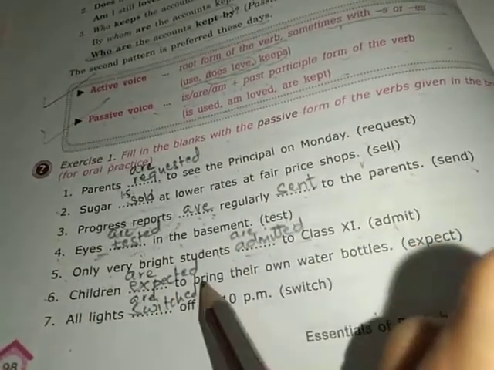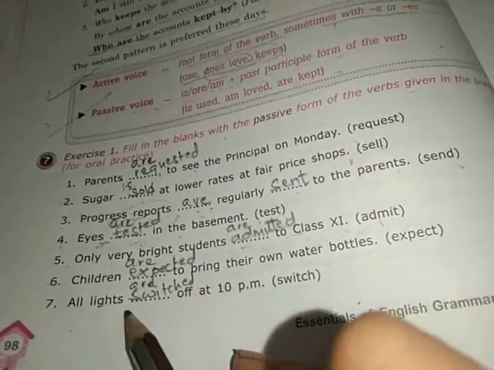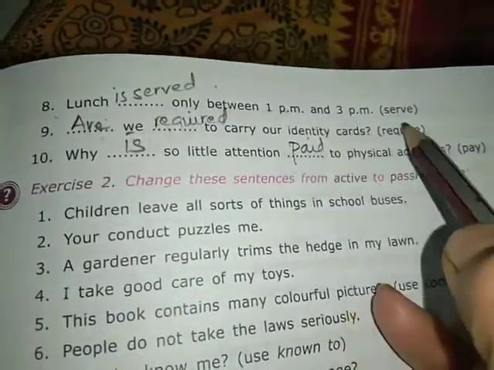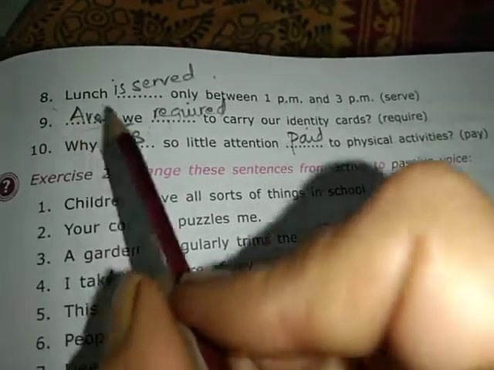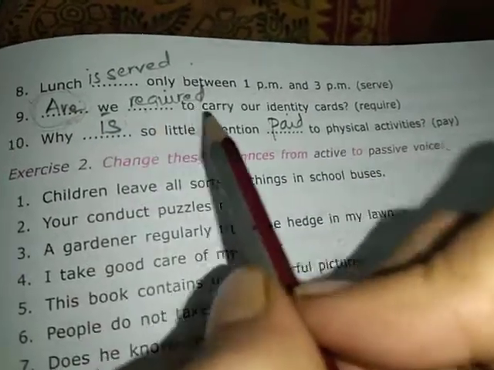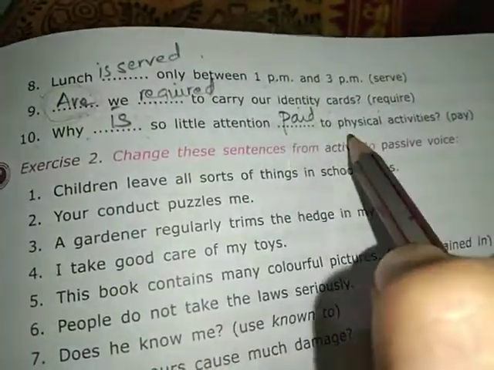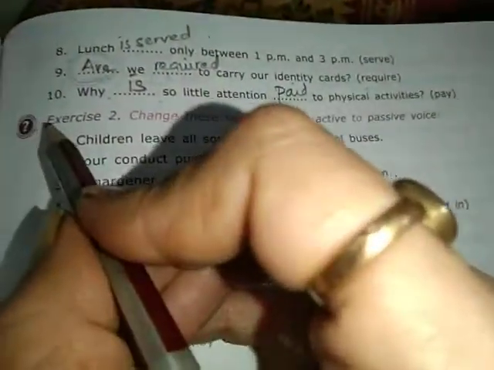The children dash to bring their own water bottles. Are expected. Number 7, all lights are switched off at 9 p.m. Then 8, lunch is served only between 1 p.m. and 3 p.m. Are we, now this is a question, so you start the question with a supporting verb. Present tense में supporting verb are, is, am होता है. So are we required to carry our identity cards? Why is so little attention paid to physical activities, right? So pay is the word. Now we shall move on to exercise 2.